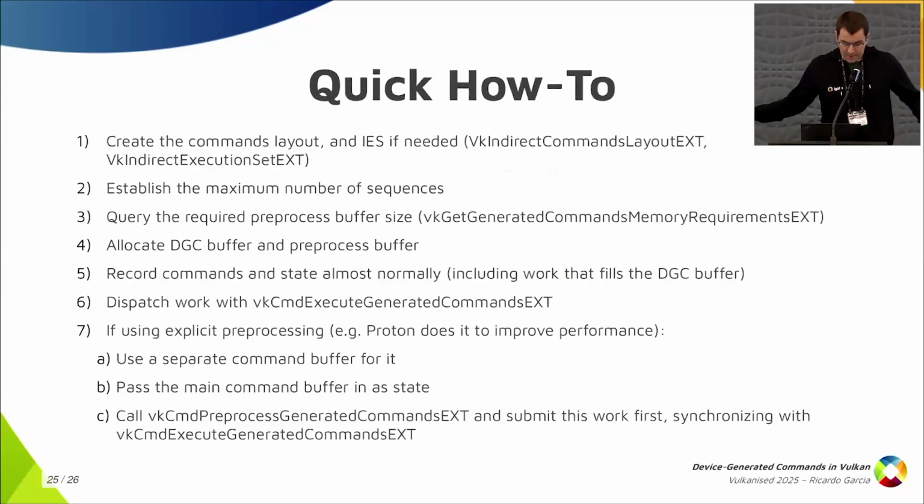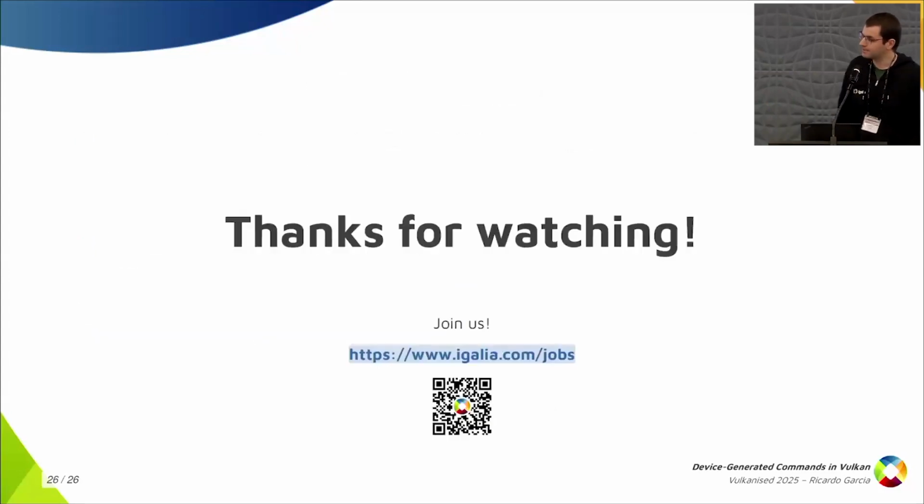So, the quick how-to. I just wanted to get this slide out for those who want to reference it later, saying exactly what you need to do, all the steps that I mentioned here: generating the commands layout, the execution set, allocating the preprocess buffer, etc. This is the basic how-to, and that's it. Thanks for watching. Questions?